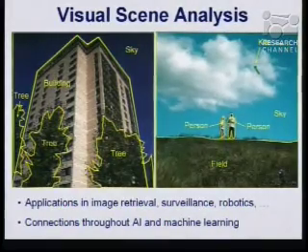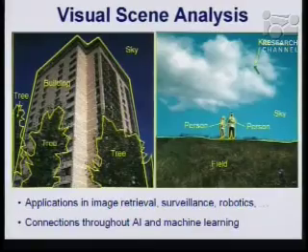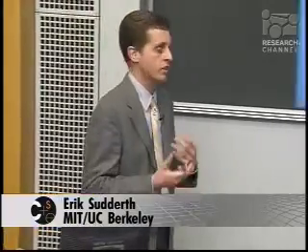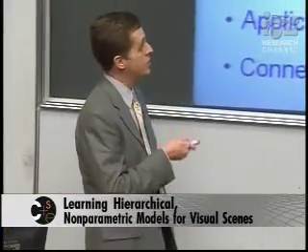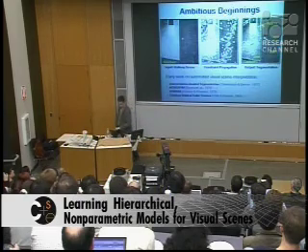And so the goal of this work is to try to build automated systems which can do this kind of analysis in an automated way. This has applications in all sorts of things, from web search and image retrieval to surveillance to robotics. There are also a lot of interesting connections to related problems that show up in machine learning, AI, and signal processing.